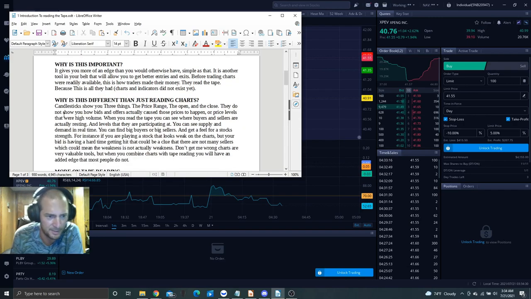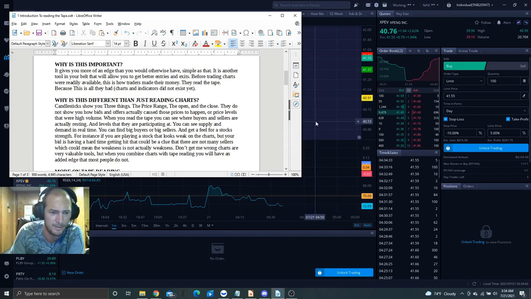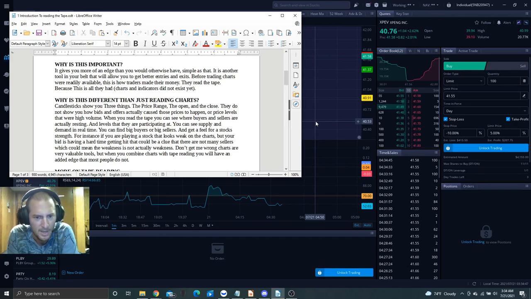And this is different than just reading charts. Candlesticks will show you three things. They show you the price range, that would be the high and the low. They show you where the price opened, and they show you where the price closes. They don't show you how the bids and offers actually caused those prices to happen, or the price levels that were very high volume. And if you know these things, you can have an edge.